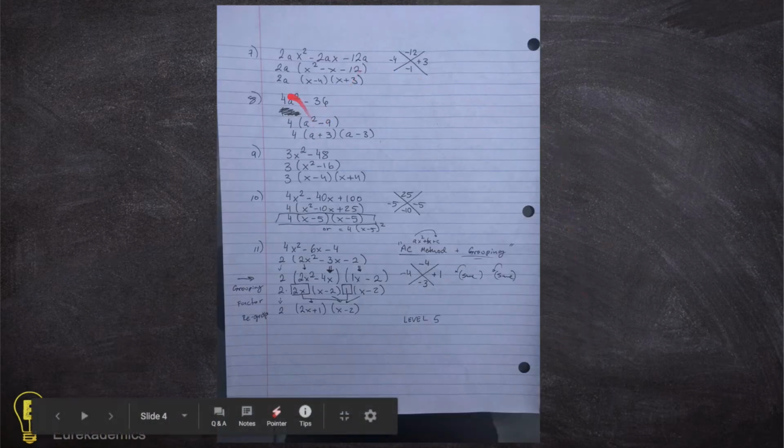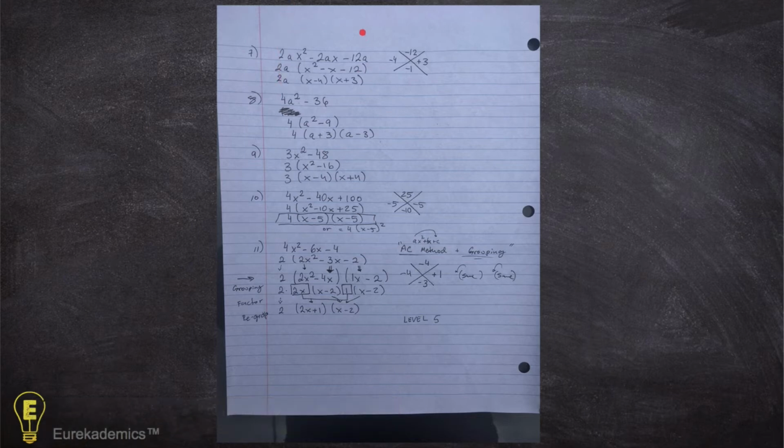So here's number 7. So what common term in this trinomial can we factor out? Greatest common factor was 2a. So what is left? X squared minus x minus 12. We have a trinomial, we go to the x method. And that leaves us with 2a, x minus 4, and x plus 3 as our two factors, with the 2a in front.